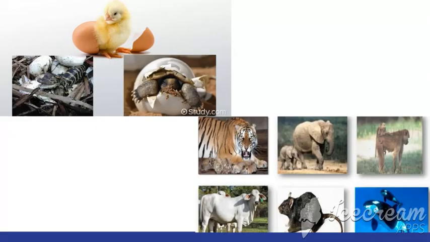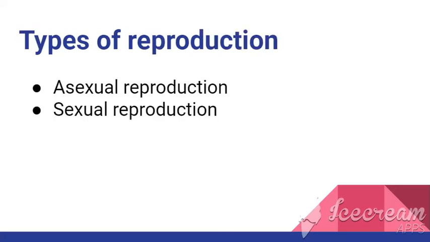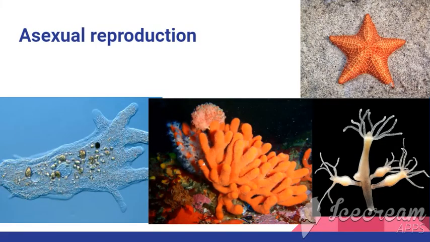Some organisms give birth to young ones and some lay eggs and the young ones come out afterwards. Then reproduction is the process by which living things produce offsprings of their own kind, not different. Okay, so the process by which living things produce their young ones is called reproduction. Then types of reproduction. What are the two types of reproduction? Asexual reproduction and sexual reproduction. Asexual reproduction is in amoeba, sponge, starfish and hydra.